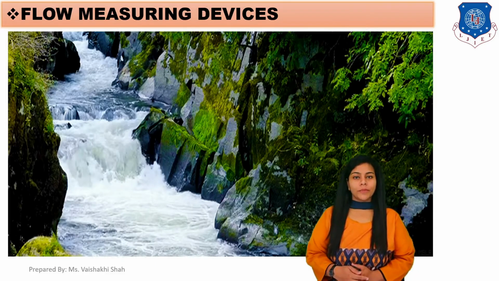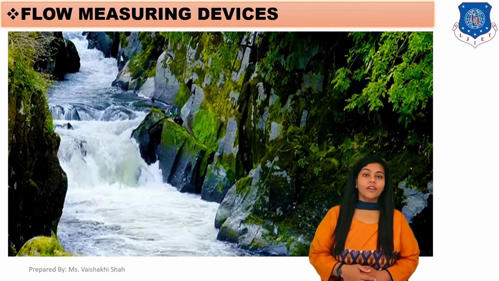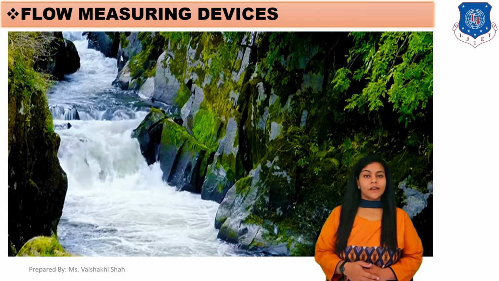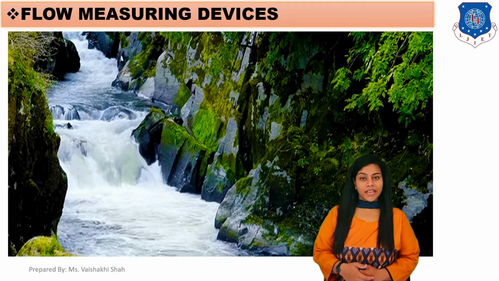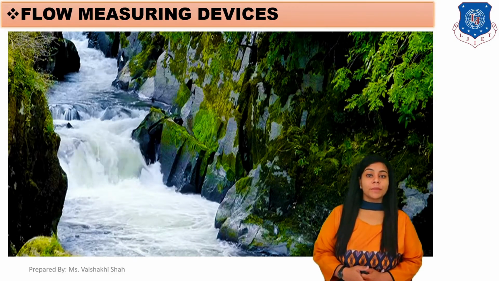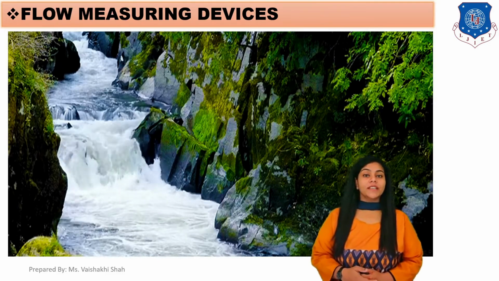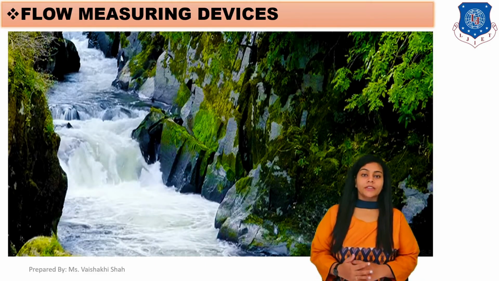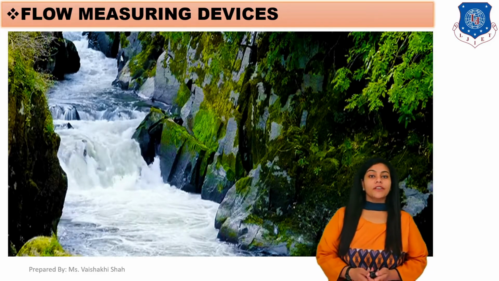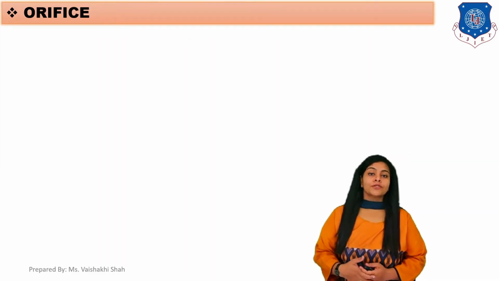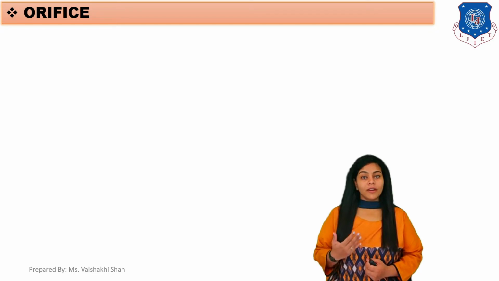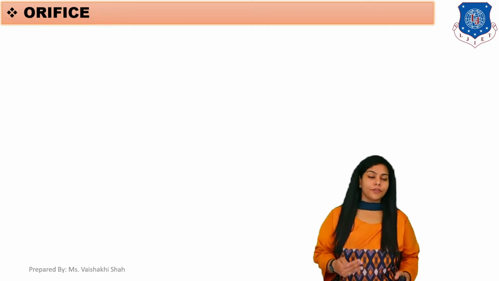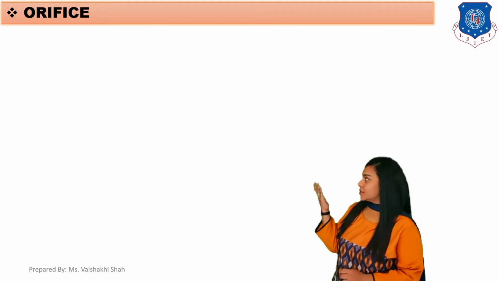Our today's topic in the chapter called flow measuring devices is the orifice. If you remember, in the last lecture we studied the venturimeter. The venturimeter is a device which is used to measure discharge. Today we are going to study a topic which is the orifice. An orifice is also a device which is used to measure the discharge of the fluid. So let's start with our topic, which is the orifice.